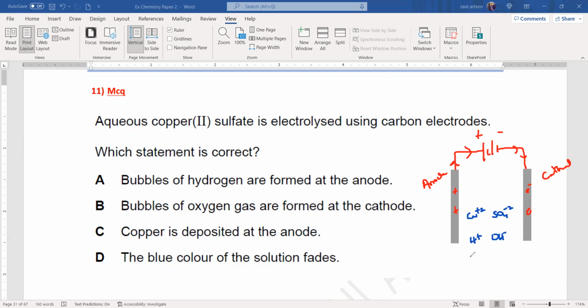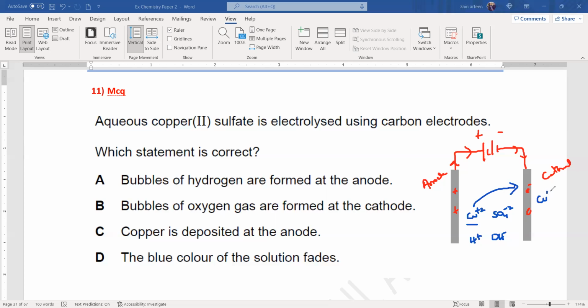First, for the positive ion, always the less reactive will move. So copper is less reactive. Remember, when aqueous solutions are there, hydrogen will move most of the time except copper and silver. If copper and silver are there, then they will move, otherwise hydrogen. So copper ions are attracted towards the cathode.